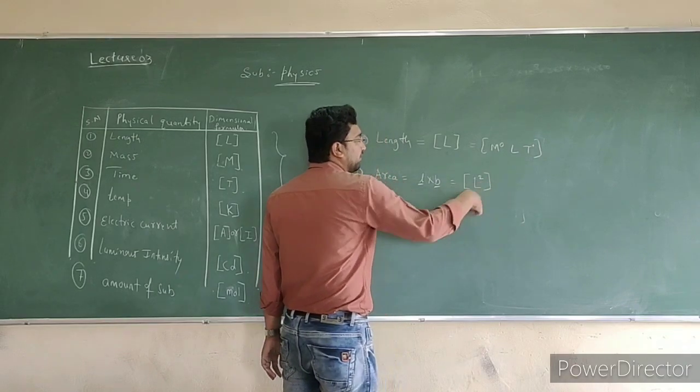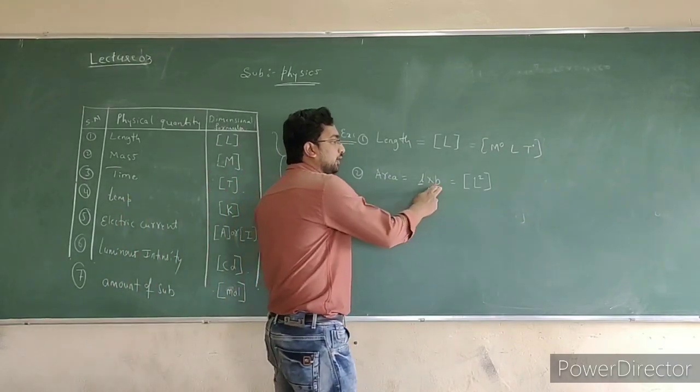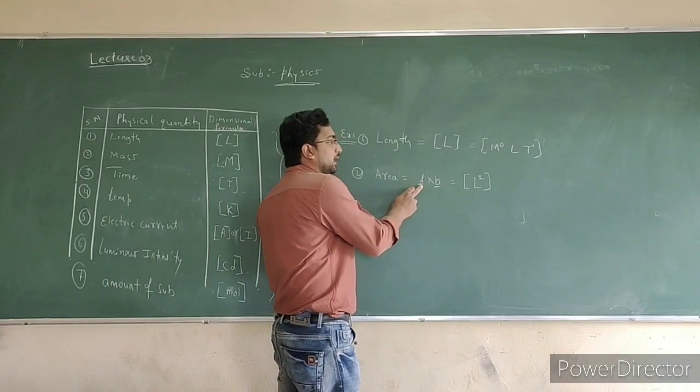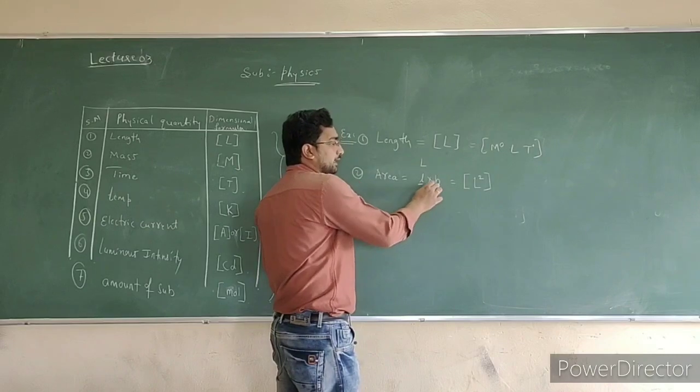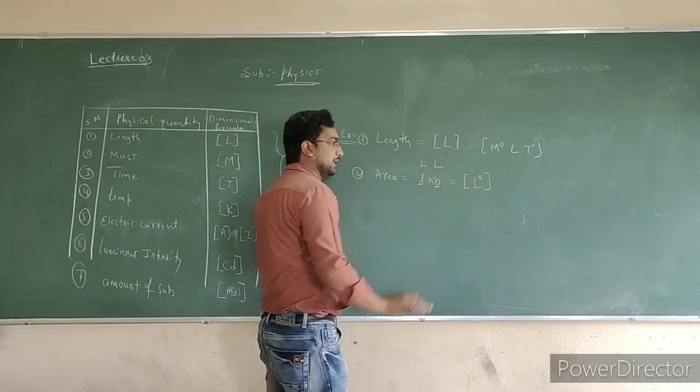The dimension formula of area is L square, because length into breadth, the dimension of length is capital L, and the dimension of breadth is also capital L. L into L is L square.